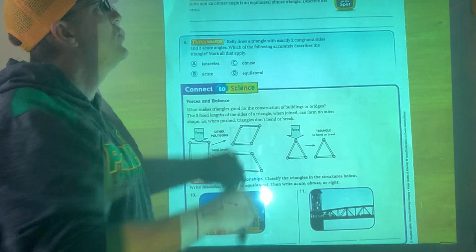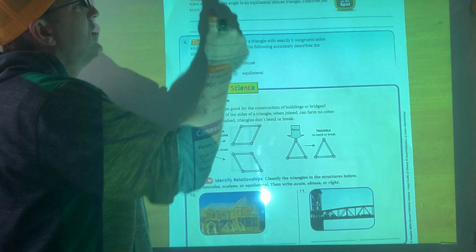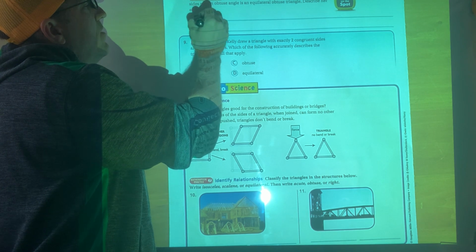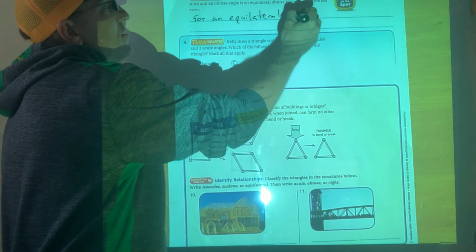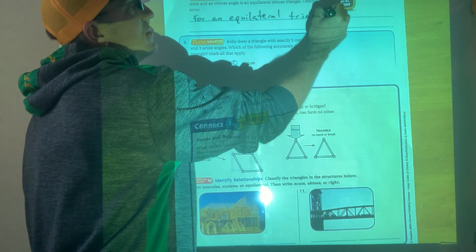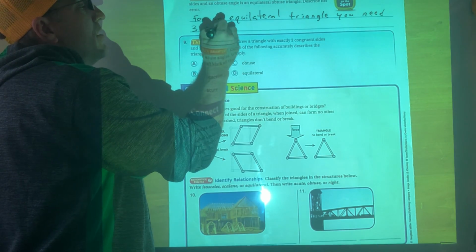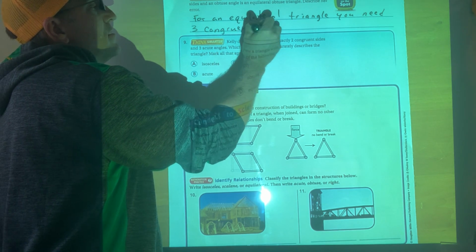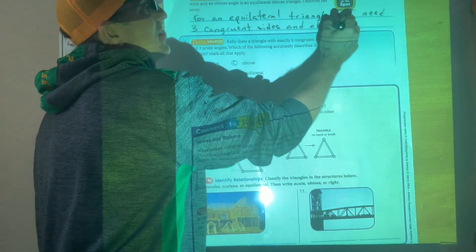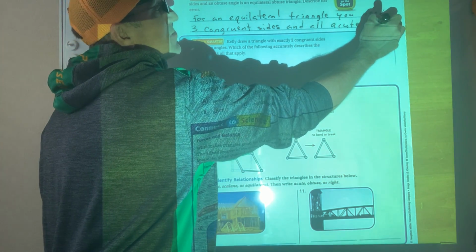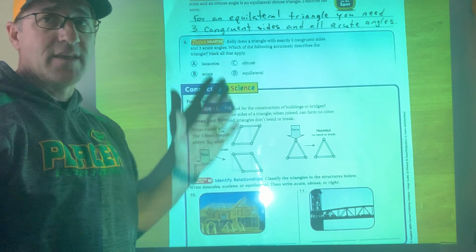And also it says two congruent sides. How many congruent sides should you have? 3 to be equilateral. So for an equilateral triangle, you need how many equal sides? You need 3 congruent sides and all acute angles. Okay, they have to be acute because it's 60, 60, 60. All right, if you get to 90, then you can't do it.